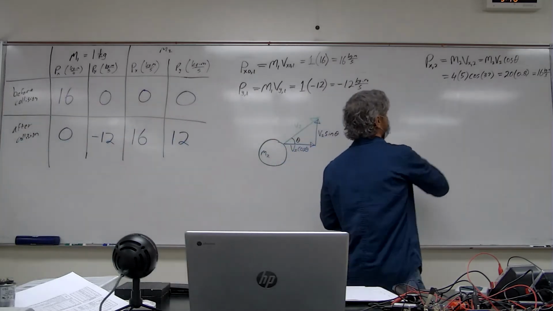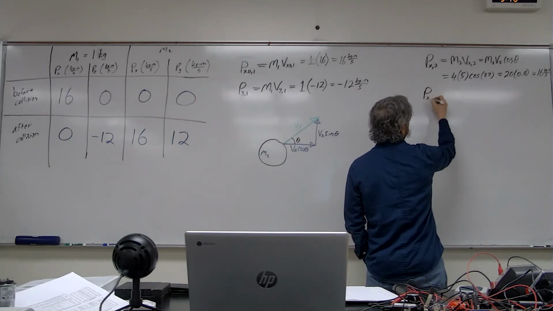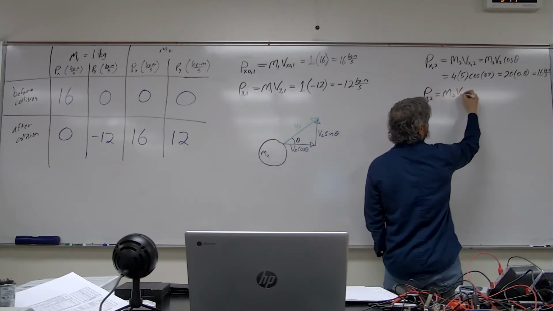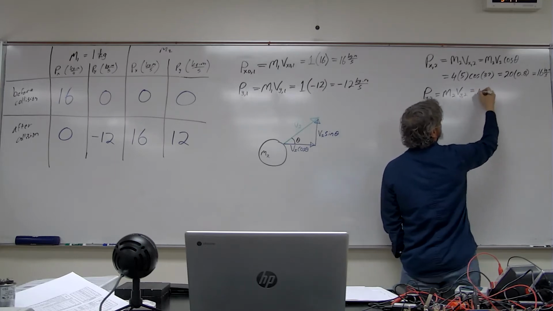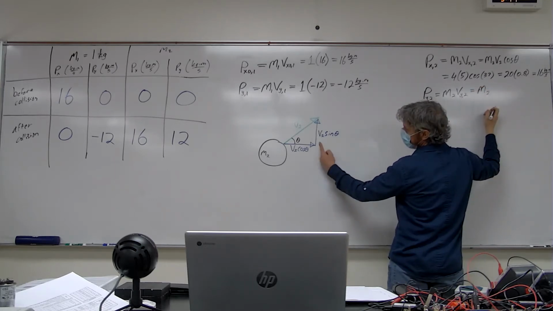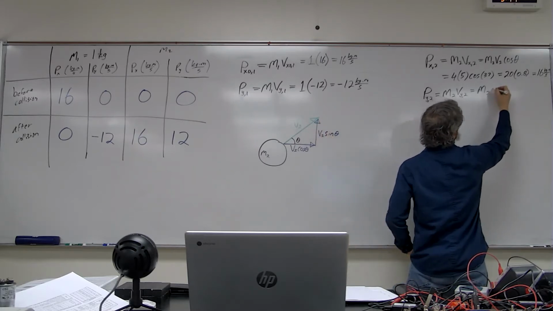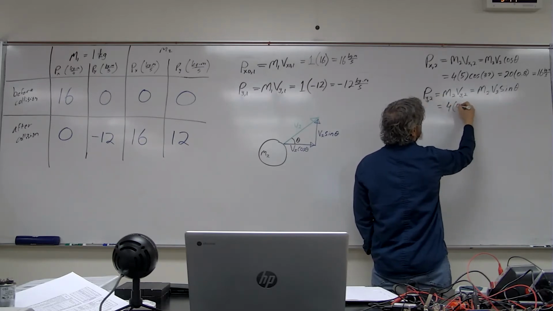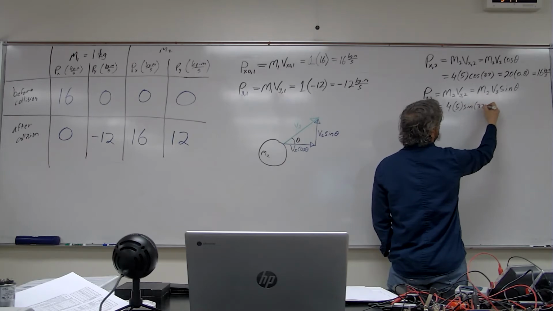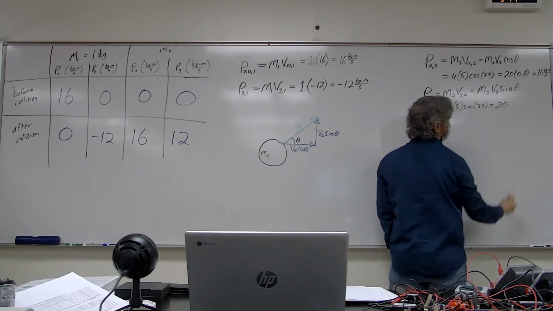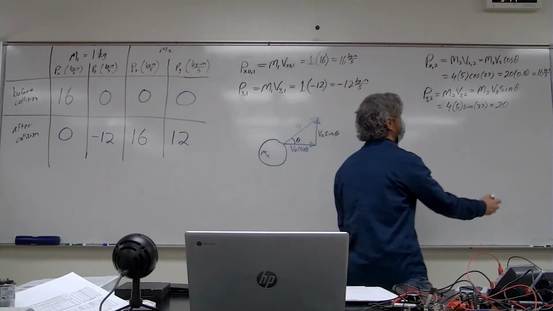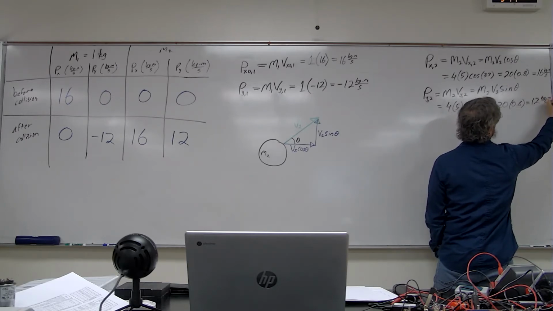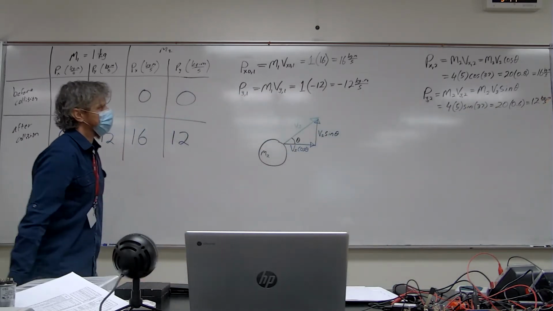But let's calculate it anyway in the same way we did this one. Final momentum in the y direction for object 2 equals mass 2 times final velocity in the y direction for object 2, which is v2 sine theta. So m2 times v2 sine theta, which is 4 times 5 times the sine of 37, which is 20 times the sine of 37. Sine of 37 is approximately equal to 0.6. So that is sure enough 12 kilogram meters per second. Make sense?